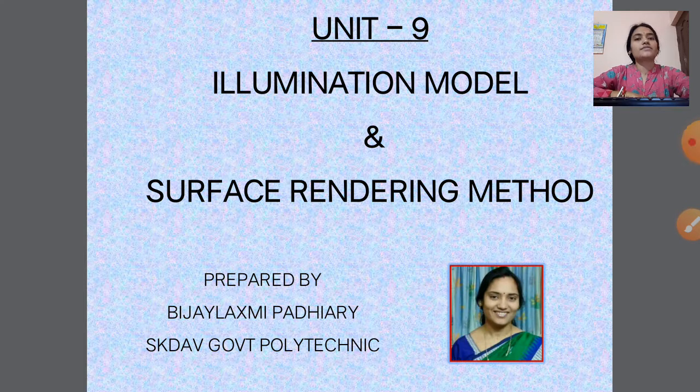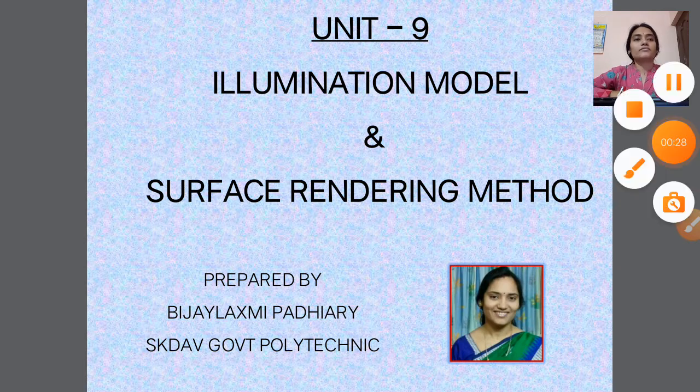Welcome to the class. In the previous class, we completed 3D lighting and different types of light sources. So today we will discuss the basic illumination model. Let us discuss in detail what the basic illumination model is.